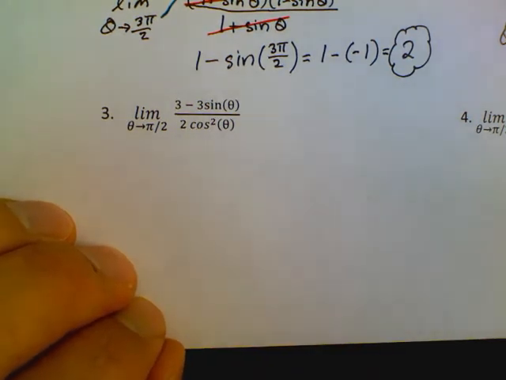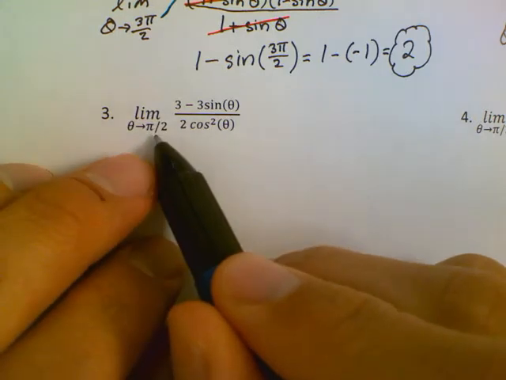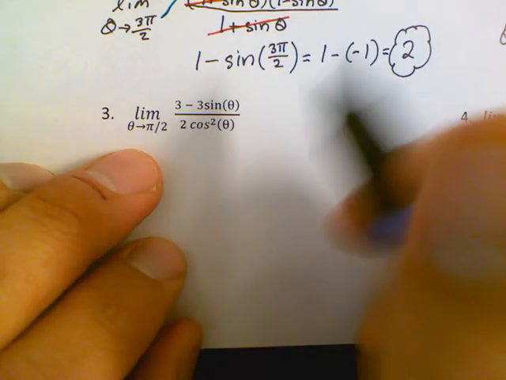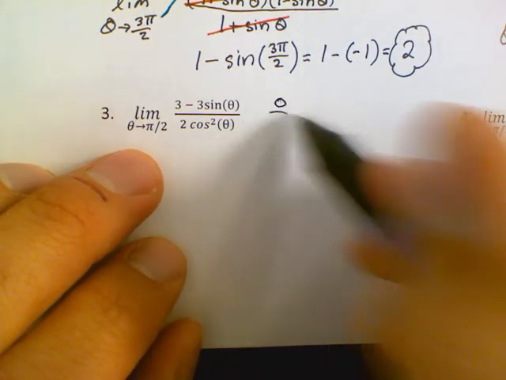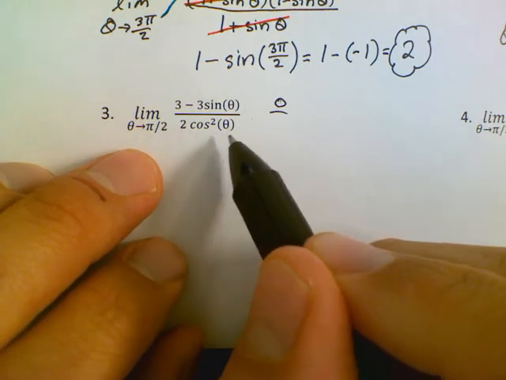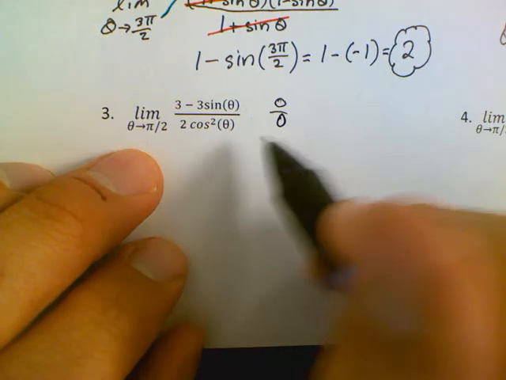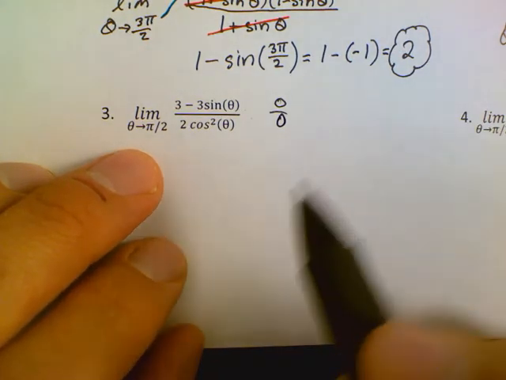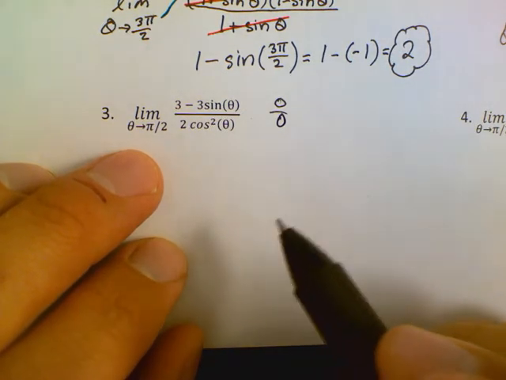Now when I substitute in pi halves, I would get 3 minus 3, which is 0. And I would get 2 times cosine at pi halves. Cosine at pi halves is also 0, so 2 times 0 is 0. So I'm getting an indeterminate form again.